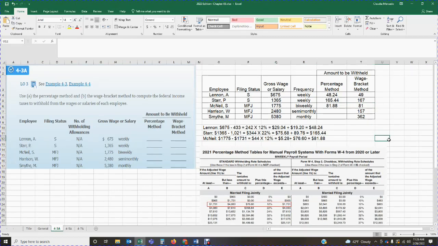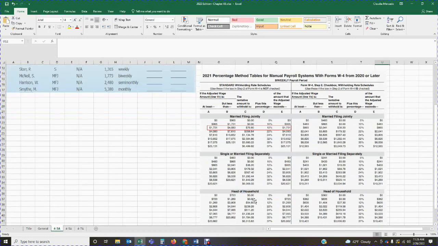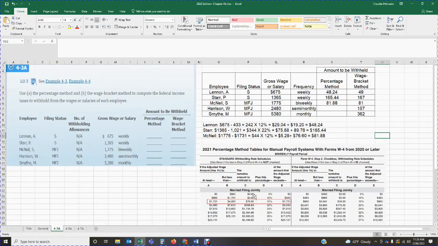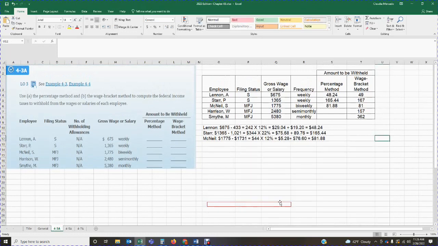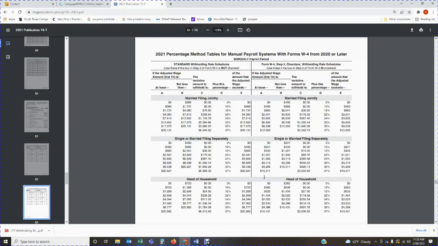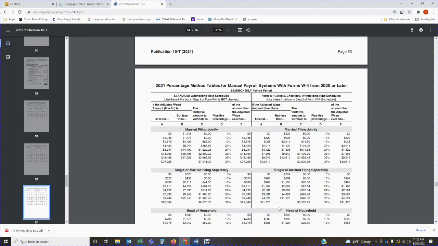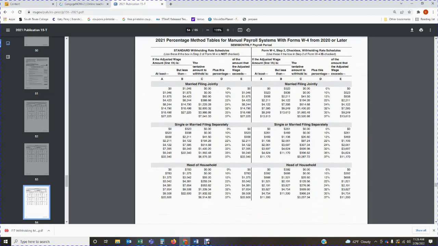So we understand what we're doing now. Locate the table, locate the tier, depending if they're married filing joint, single, or head of household. So I'm going to get rid of this table, and I'm going to bring in my semi-monthly table, which is the next table that we have right here.